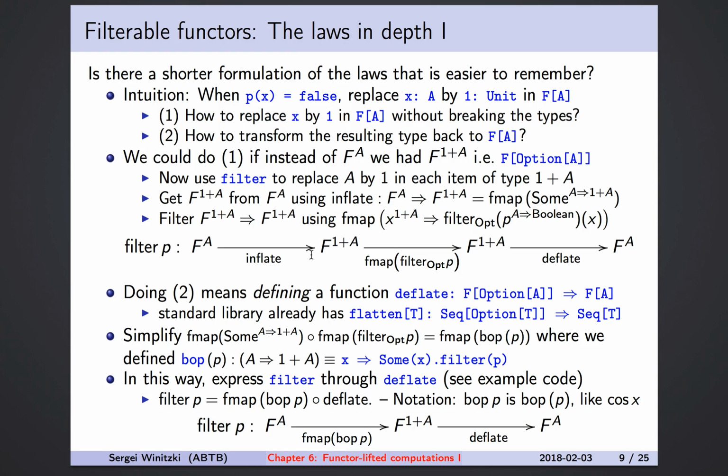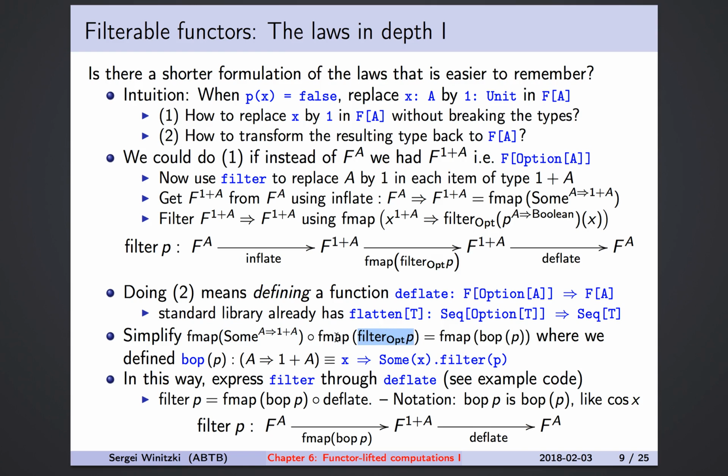So let's try to express more formally filter through deflate. Now there is a composition here of inflate and this fmap. Inflate itself is defined as fmap. So we have fmap of sum composed with fmap of filter. So that's fmap of the composition of these two functions by the property of fmap. Now the composition of these two functions can be simplified.